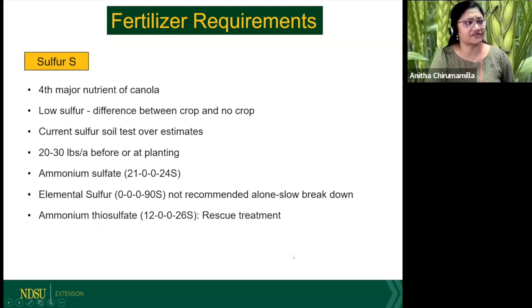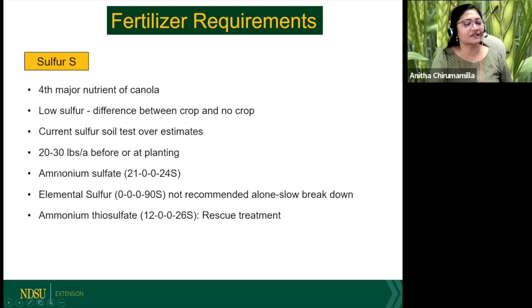The final slide I have is the sulfur requirements. Canola has special requirements for sulfur, and it's the 4th major nutrient in canola. Low sulfur levels in your field can mean the difference between a crop and no crop. Current sulfur soil tests are not effective in estimating sulfate levels. So in Dave Franzen's terms, it is useless. Sulfur soil testing is useless, so don't go for it.